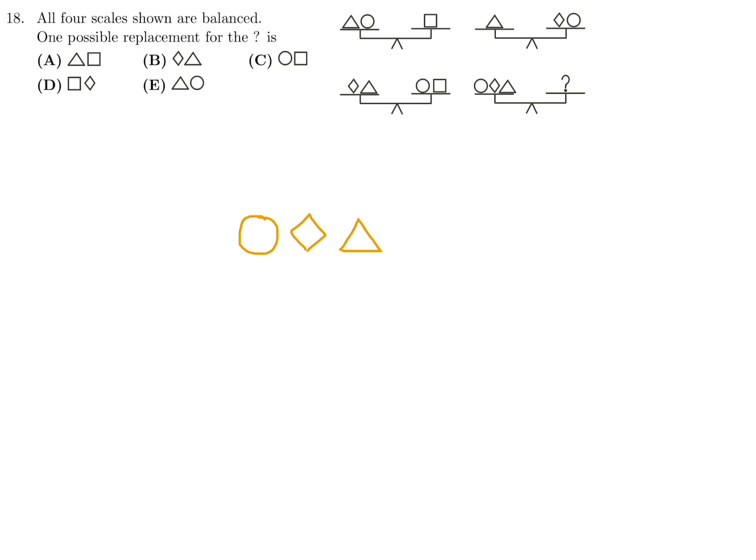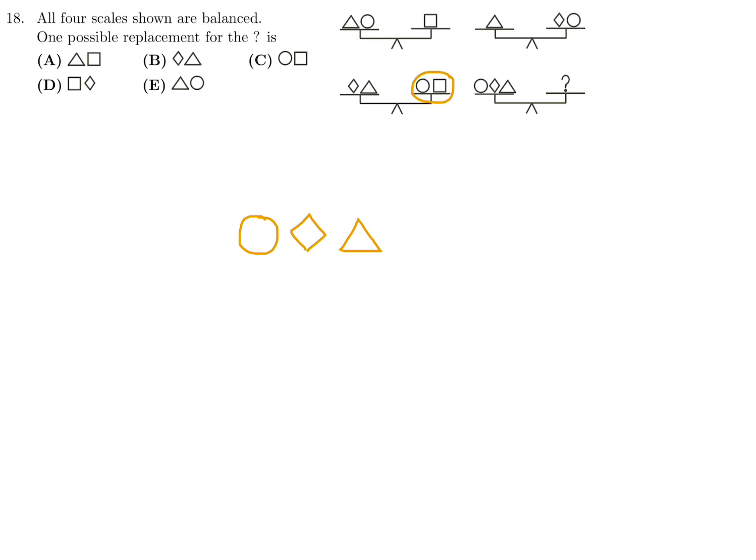You just look at what's already been given, right? The circle and the rectangle is equal to a square. A diamond and the circle is equal to a triangle, and a circle and a square are equal to a diamond plus a triangle. Correct? Yeah.